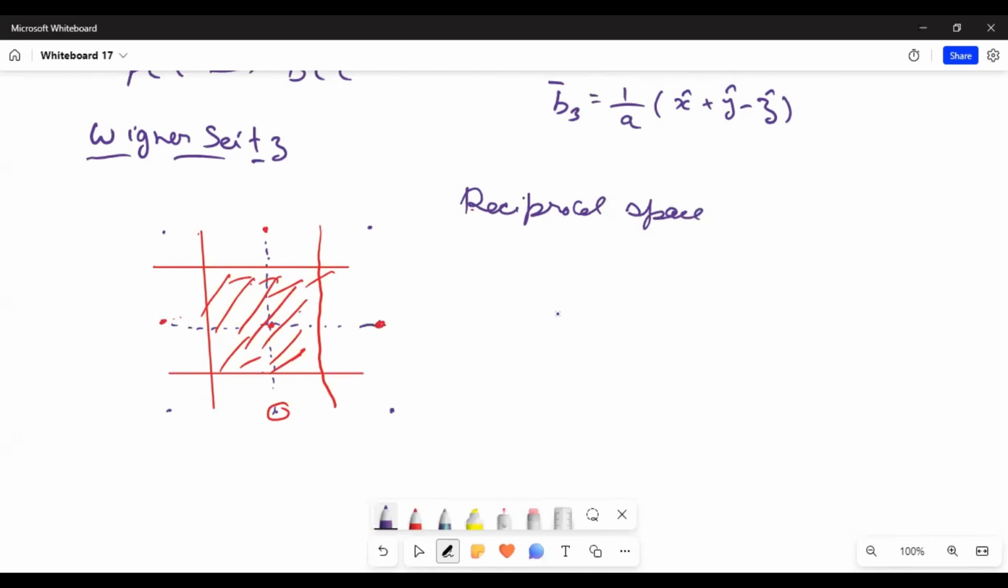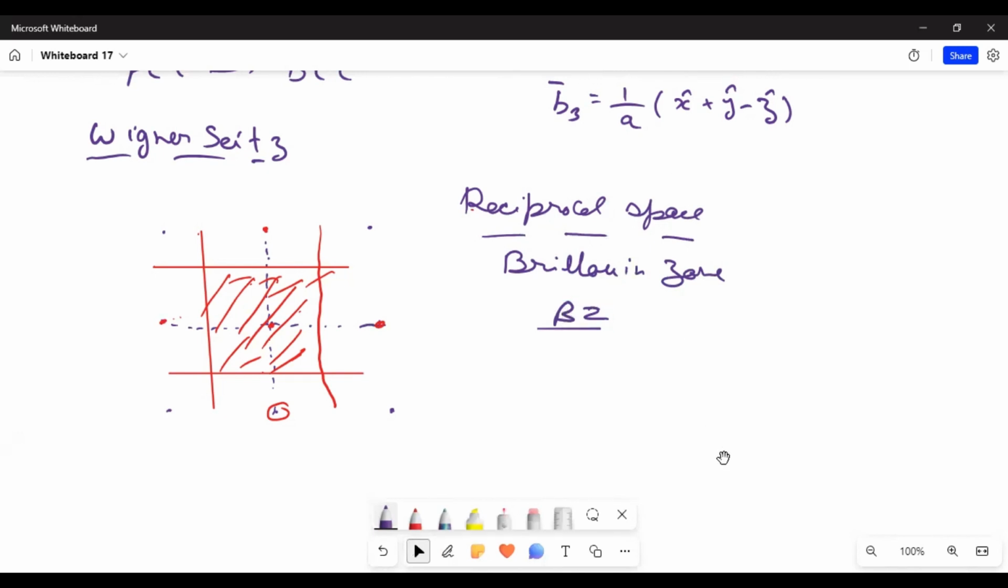this becomes the Brillouin zone. So the Wigner-Seitz cell in real space, when we do it for the reciprocal space, becomes the Brillouin zone. And this line becomes the Bragg plane, considering the 2D case. Whenever a wave vector touches the Bragg plane, a diffraction happens.